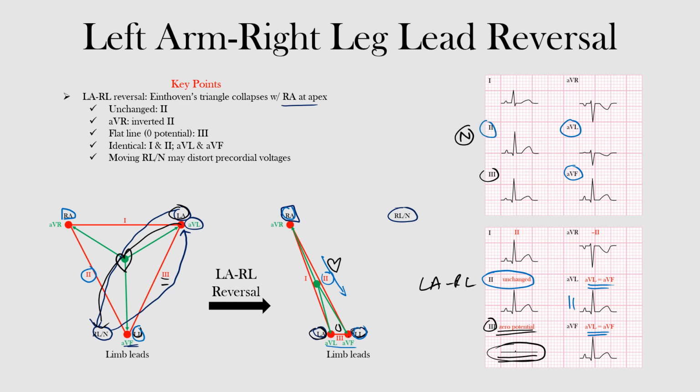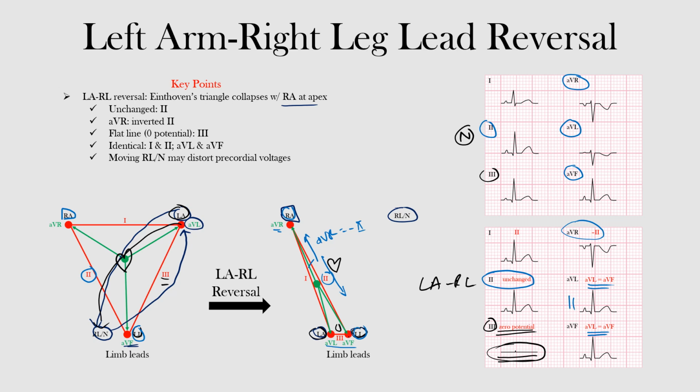And we said that AVR is pretty much going in the opposite direction, okay? Notice this is AVR, and this green arrow here is going in the opposite direction. So lead AVR pretty much equals an inverted lead 2, going in the opposite direction. So here's AVR, and we're pretty much seeing an inverted lead 2 in that case, okay? So hopefully that makes sense.